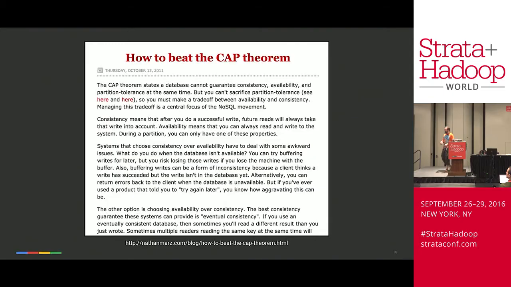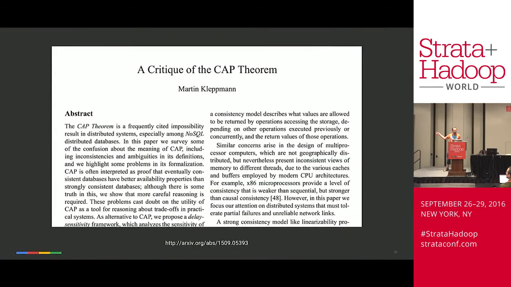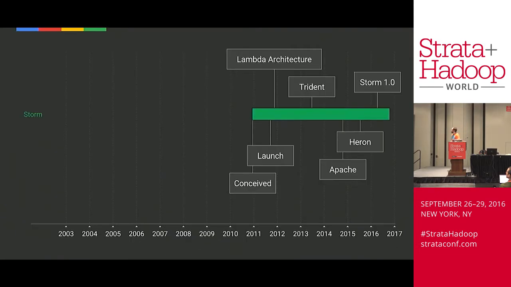Lambda architecture was begat by this blog post by Nathan, also an interesting read. He framed it as like I'm beating the CAP theorem, which was this thing from Eric Brewer that I've never been a huge fan of. On that note, slight aside, if you haven't read Martin Kleppmann's critique of the CAP theorem, I highly recommend this. He has a much more interesting, I think, take on consistency and guarantees and things like that. But segue aside, back to the timeline.